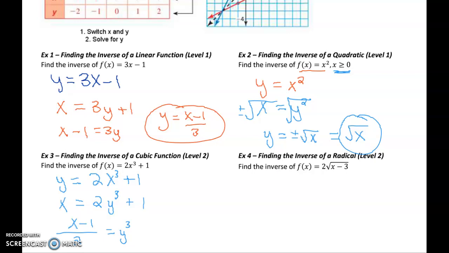2. So now to get the cube root alone, I can either do like the cubic thing where I actually write it out, or you could also write to the 1/3 power. So that would be the same thing. We don't ever put a plus or minus when we are finding an odd root of something. So you could write it as the cube root of x minus 1 over 2, or x minus 1 over 2 to the 1/3 power.